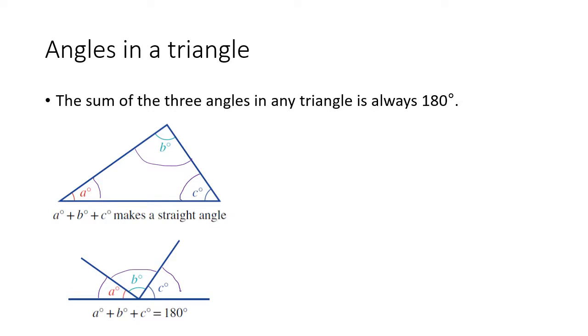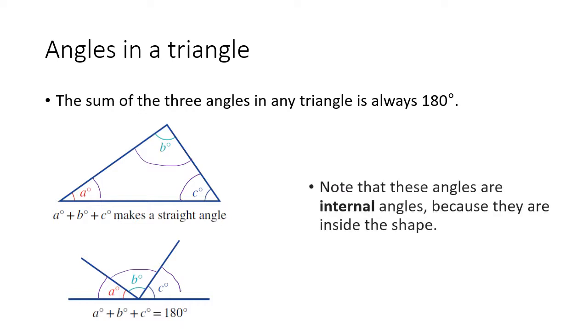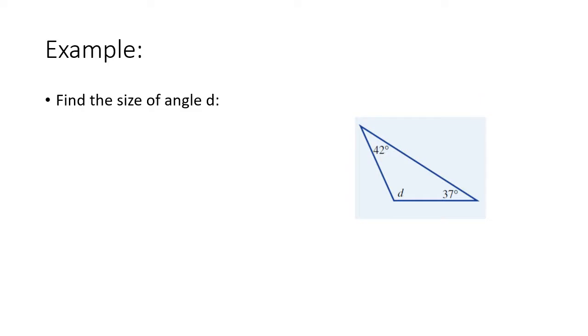And there are some ways that we can understand that better, which we'll look at later on. But just as long as you remember that relationship, we can move on and start to think about triangles a little bit more. Now, one thing about these angles is that they are called internal angles because they are inside the shape. So we can think about what we know about internal angles now to find the value of an unknown angle.